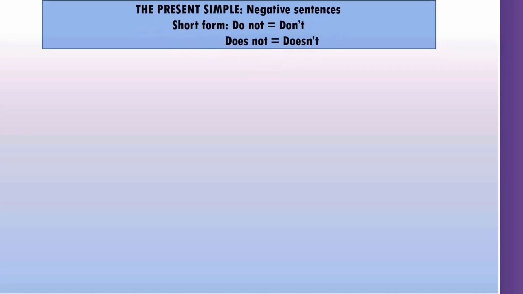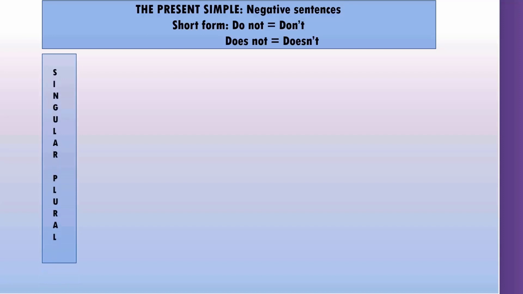Now we're going to look at present simple negative sentences. With negative sentences, we can use the short form of do not, which becomes don't, or does not, which becomes doesn't. These are helping verbs, actually auxiliary verbs, so they support the main verb. Let's have a look at the structure here.